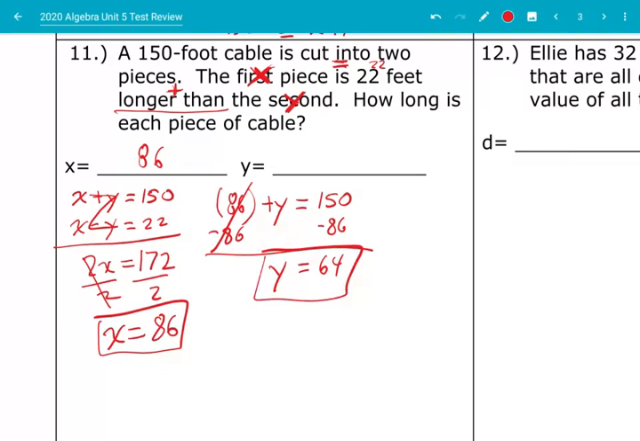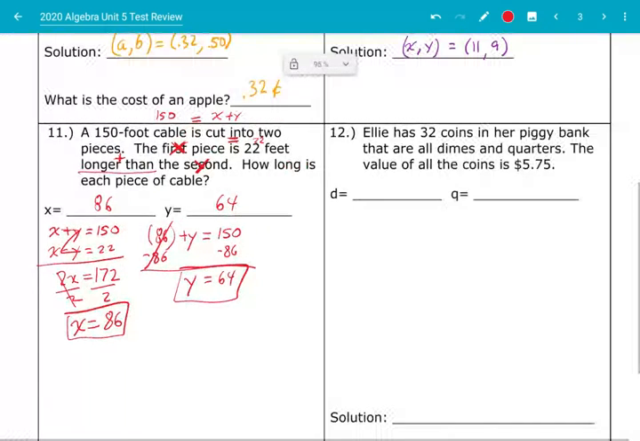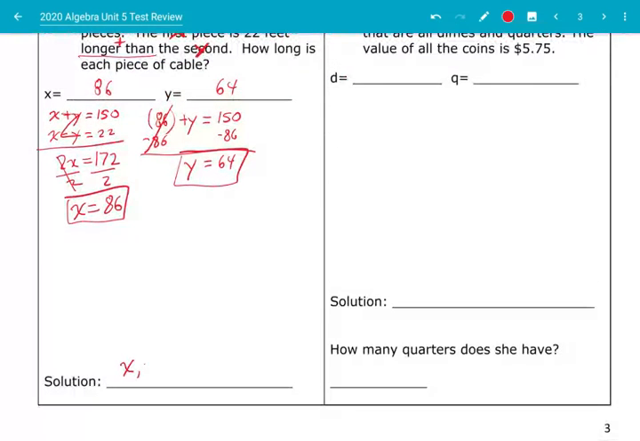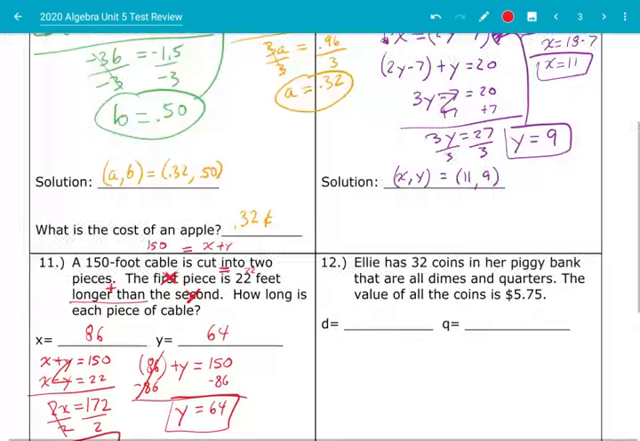So there's our two pieces. 64. Add them together. That's 150. Yep. All right. Anything else on that one? Oh, solution. X, Y equals 86, 64. There we go. Okay, last one.